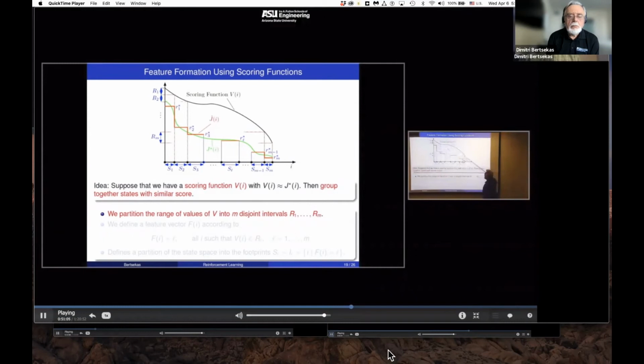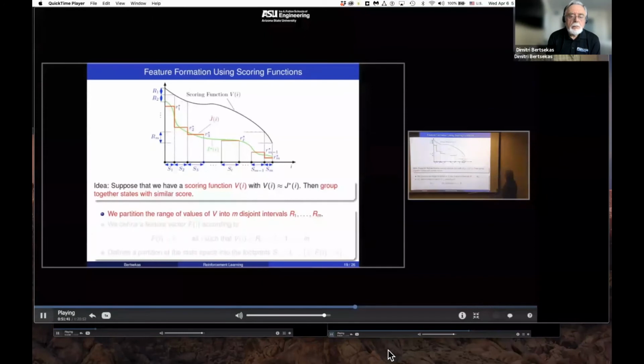So now we look at the range of the scoring function, which is from here to here, okay? And then we cut it into pieces. And the corresponding states we call the footprints of feature, representative features. So a representative feature would be the middle point, let's say, of this interval that corresponds to the topmost range. Another representative state feature would be here, here, and so on.